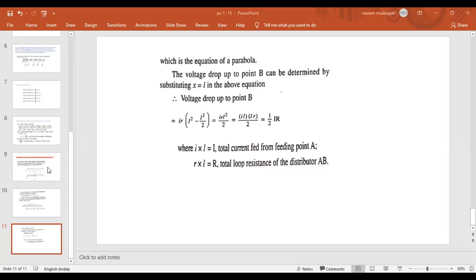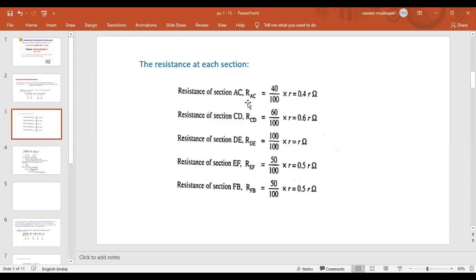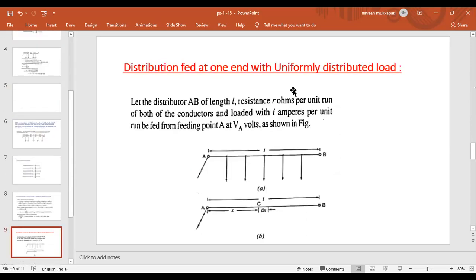This is the DC distribution fed at one end with uniformly distributed load. And the next problem will be related to DC distribution fed at both ends, and distribution fed at one end with concentrated loads. This is the derivation for DC distribution fed at one end with uniformly distributed loads.